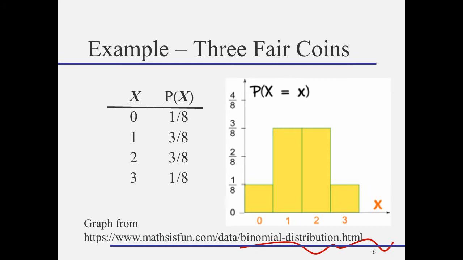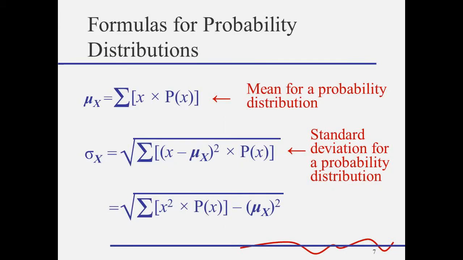I can figure out the other values the same way, and I can graph these probabilities too, or in this case, take a graph from the Math is Fun website. And when we graph, we put the X values on the X-axis, and we graph the probabilities on the vertical axis. To find the mean and standard deviation for a probability distribution, we use the following formulas.